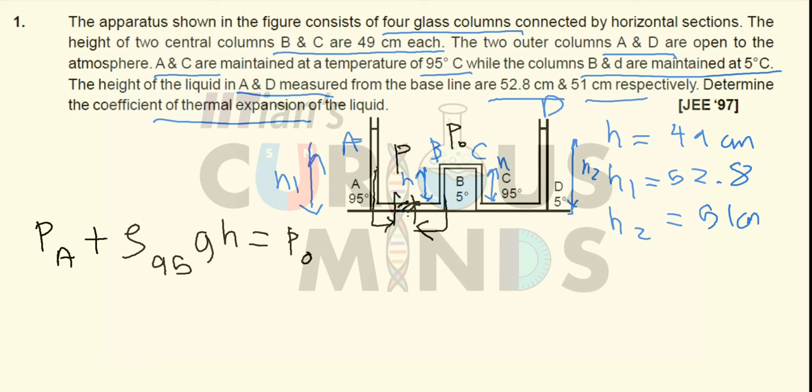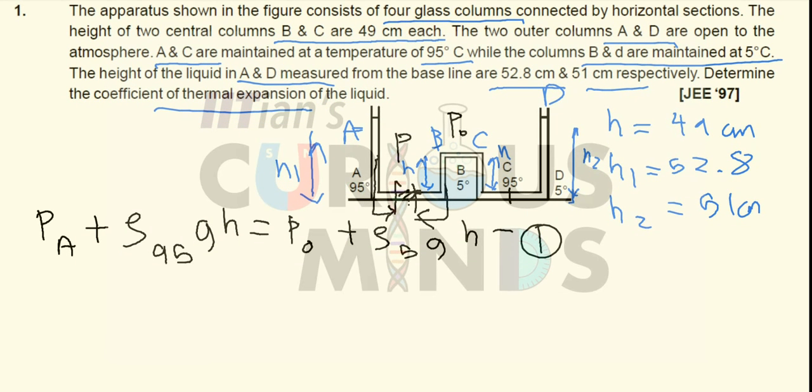Let me call the pressure at BC section P naught, plus density of the liquid at 5 degrees Celsius into g into h. Let this be equation number 1.